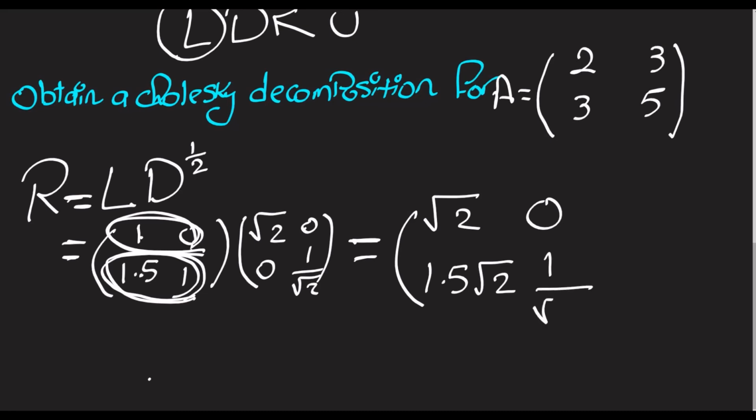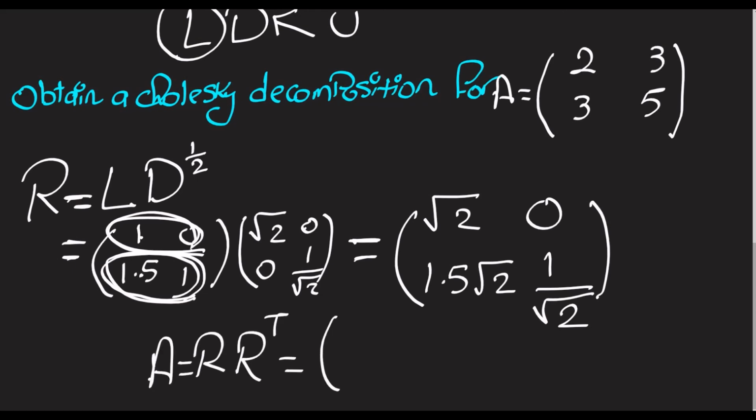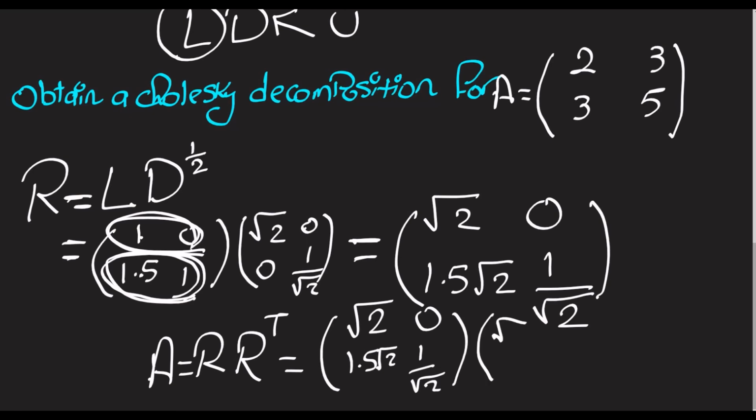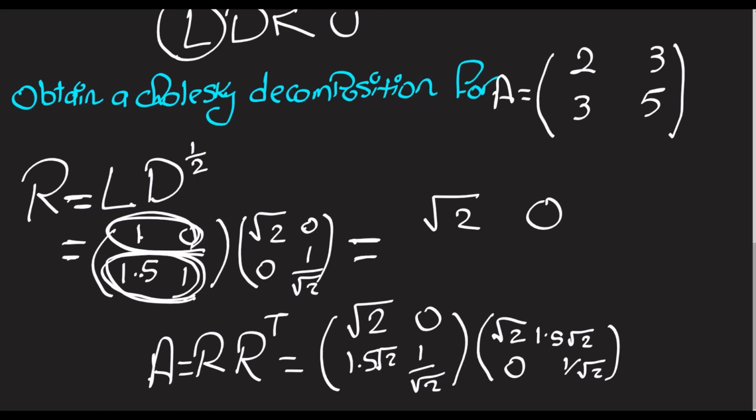So we got here 1 over root 2, and this is going to be R, and A is going to be equal to R times R transpose. So we've got root 2, 0, 1.5 root 2, 1 over root 2, and then we take the transpose, so root 2, 0, 1.5 root 2, 1 over root 2. Okay, so this is going to be the Cholesky decomposition for this matrix A.